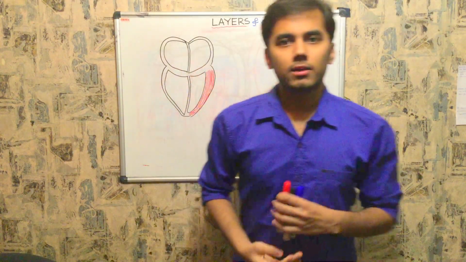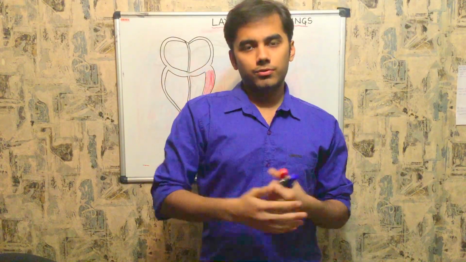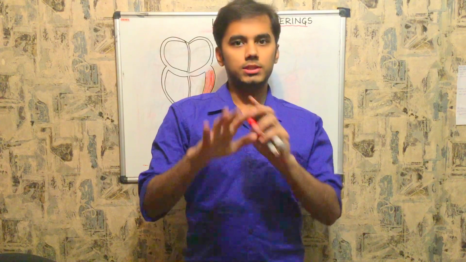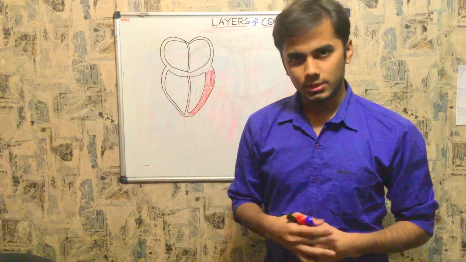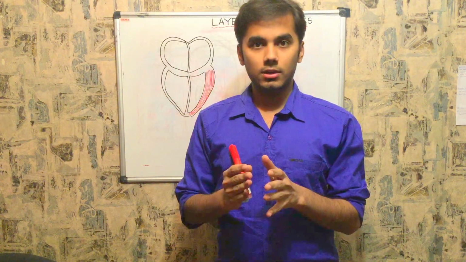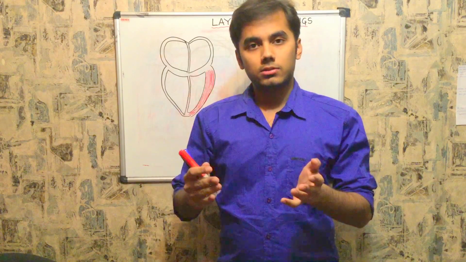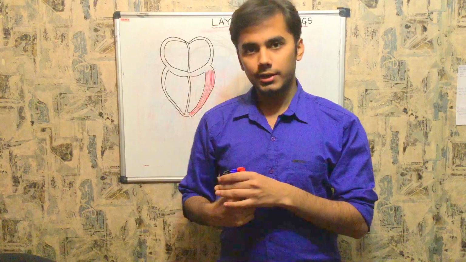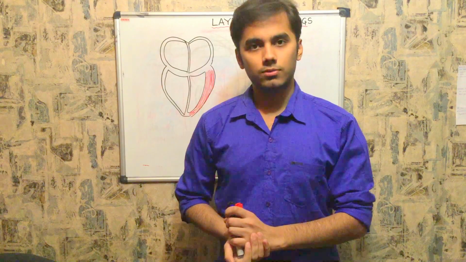So hi everyone, welcome back. In the first part of the anatomy of heart, we discussed the general topography as well as the general anatomy of heart and the general structures of the heart. And now we'll be discussing the layers of the heart as well as coverings which are covering the heart, right? So the layers as well as the coverings of the heart.